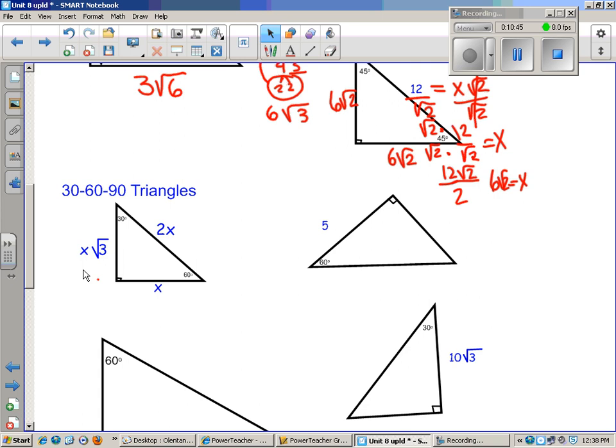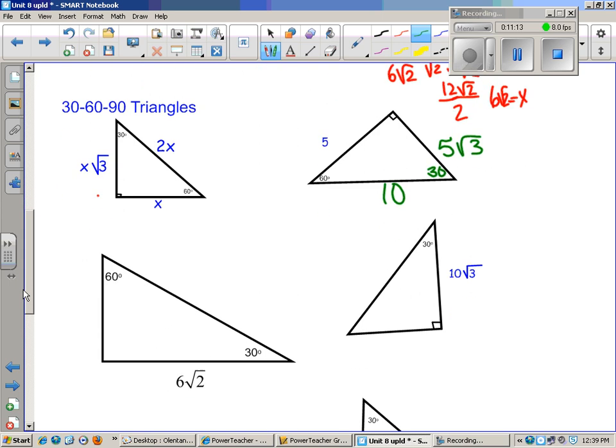All right, so let's try some with the numbers in different places. So if this one's 60, what's this one? This angle? 30. Okay, that makes this the shortest side, right? So if this is 5, what's this side? 5 radical 3. Good. And this one? 10. Make sense? Okay?